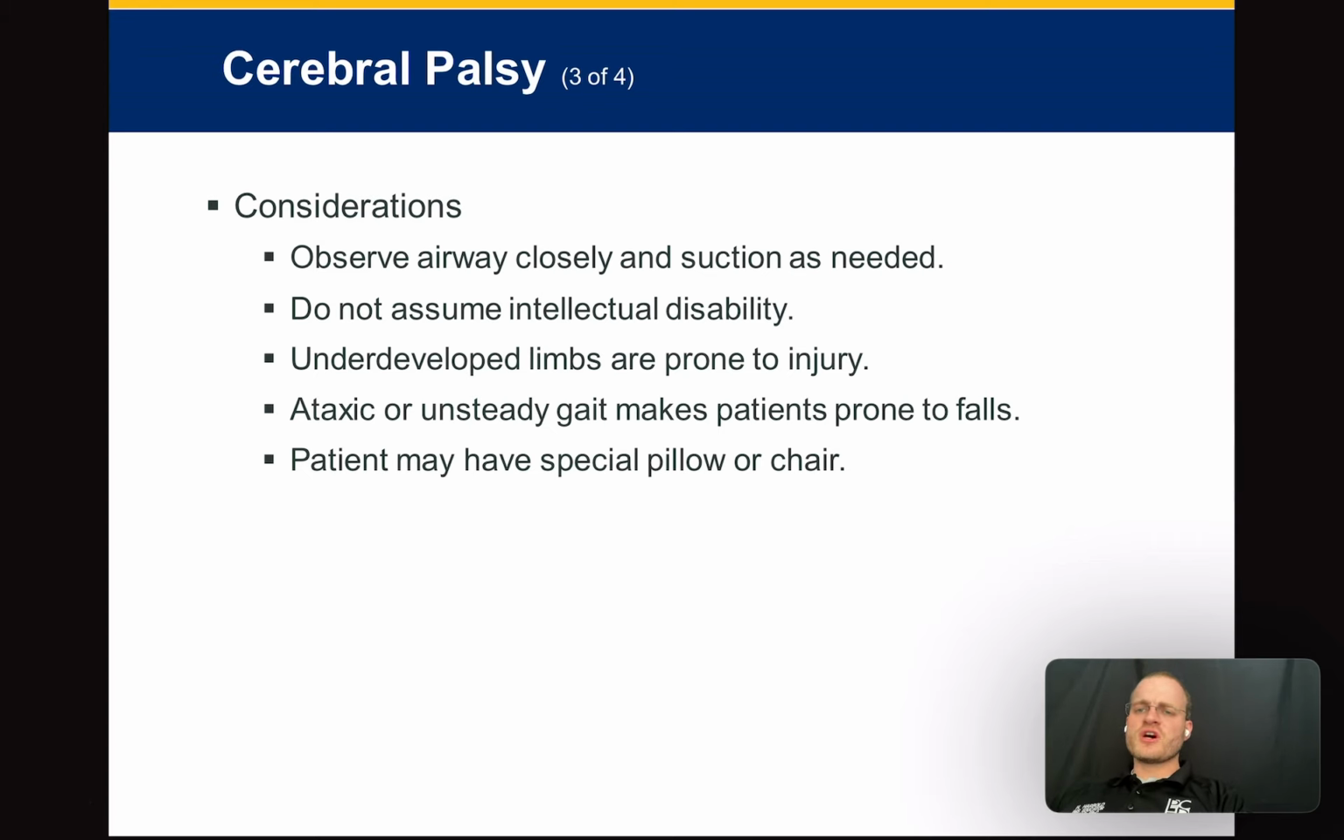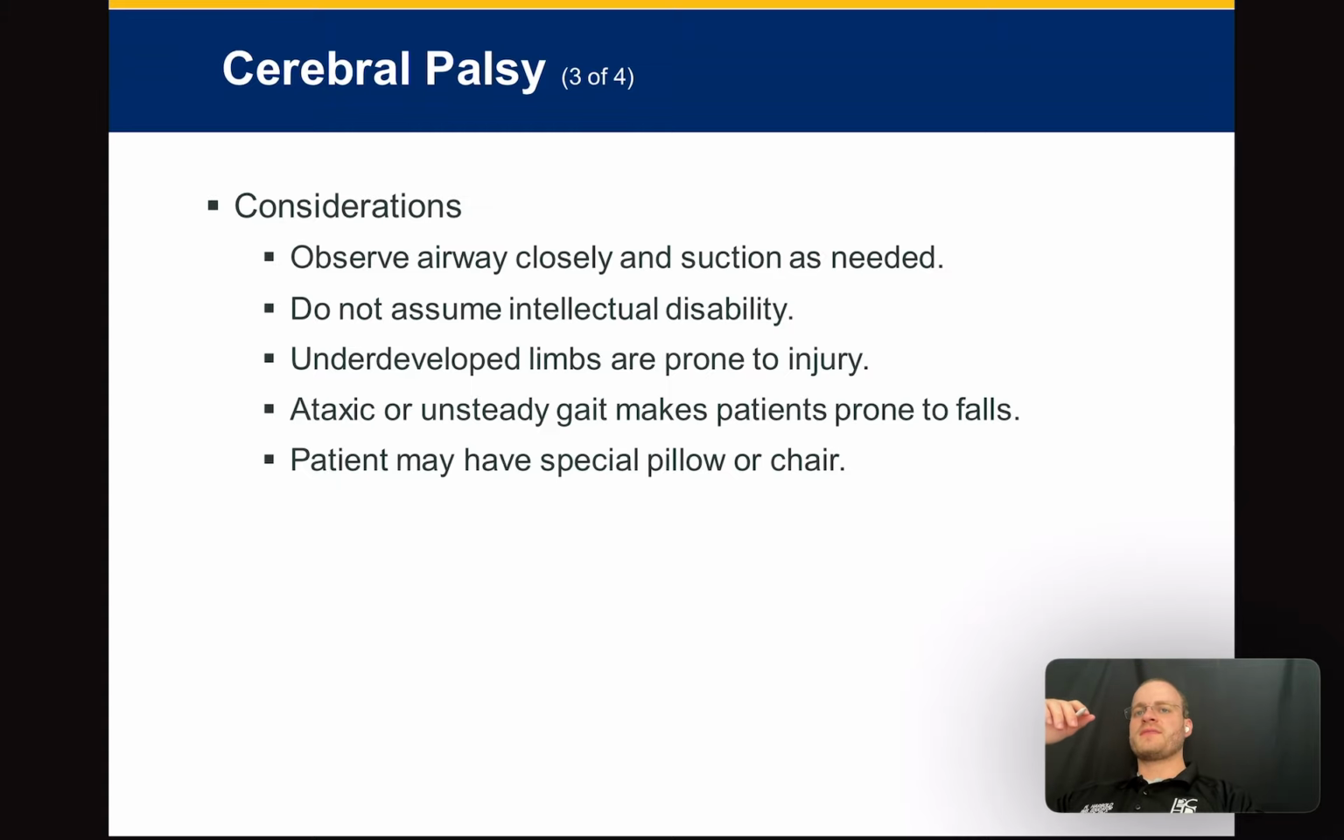Okay. Observe the airway, and suction is needed. Do not assume intellectual disability. Again, they could have slower speech, but that doesn't mean that they're intellectually disabled, right? That doesn't mean that they're cognitively not sharp. And so be aware of that. These underdeveloped limbs are prone to injury.